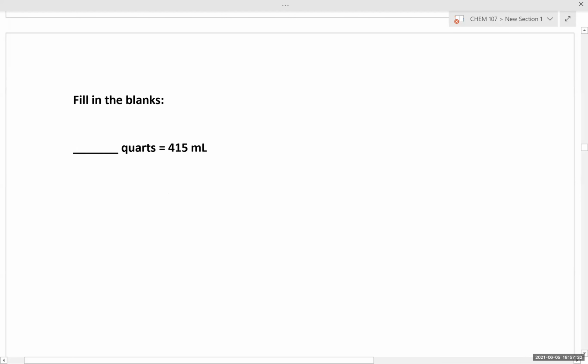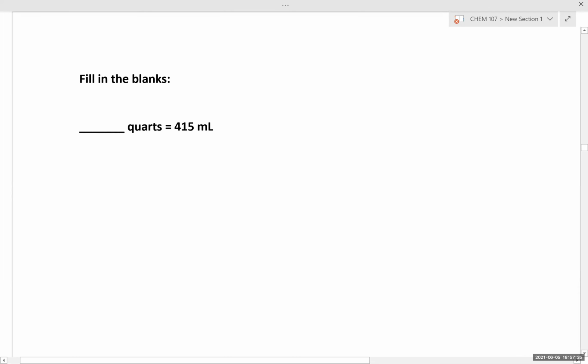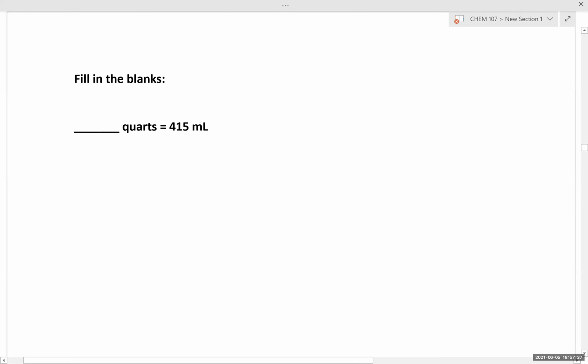So let's do another example, and let's showcase an example where you may have to do a few additional conversions on your path to completing a unit conversion problem. So in this case, we're asked to fill in the blank. Blank quarts are equal to 415 milliliters. So we know that our starting units, in this case, are milliliters. Our desired ending units are quarts.